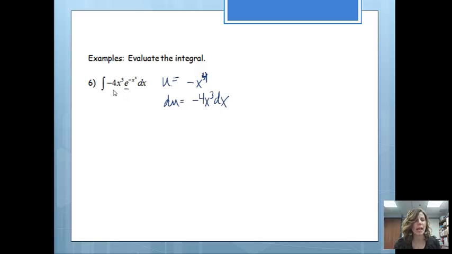Notice we have negative 4x cubed dx, so we're all set to rewrite this problem. We have done nothing with the e, so the e is still in the problem. The negative x to the fourth gets replaced with u, and negative 4x cubed dx gets replaced with du. So now we know the integral of e to the u is just e to the u. So my answer is just e to the u. I'll sub my u back in, and then I am done.